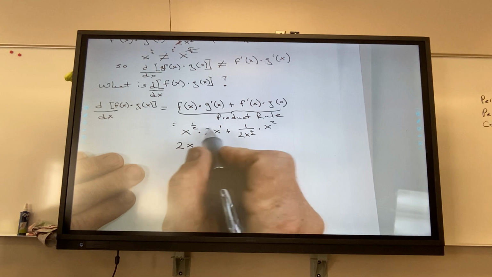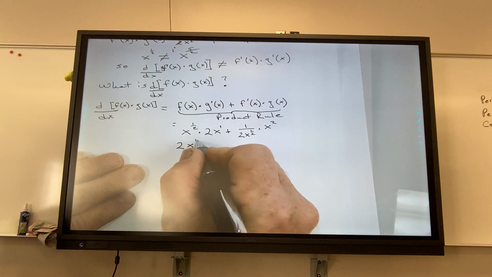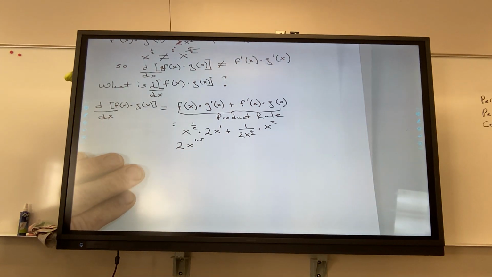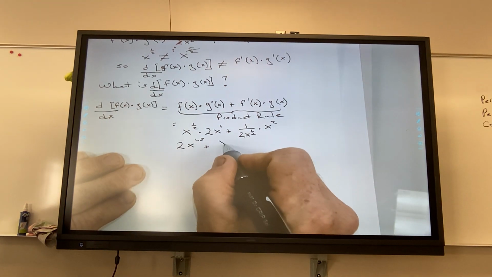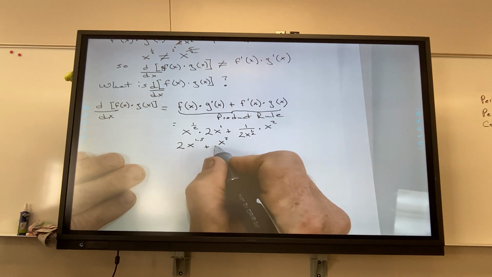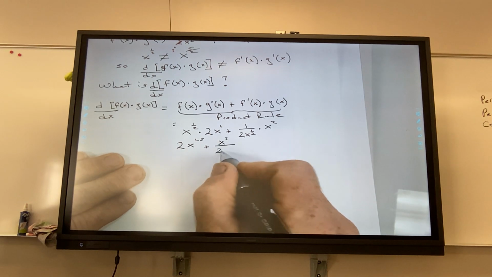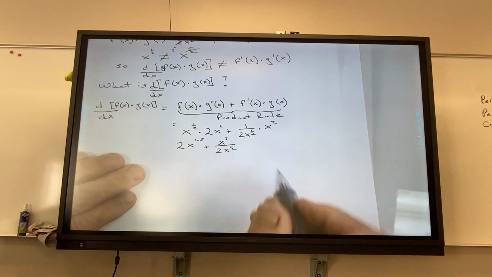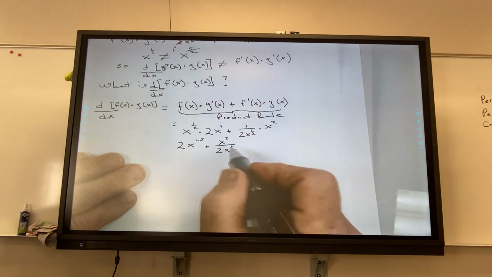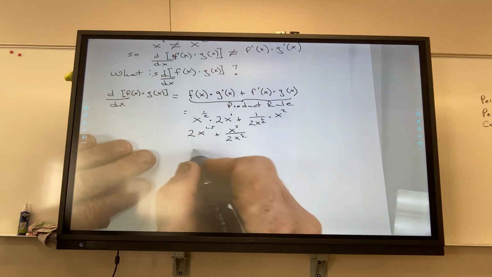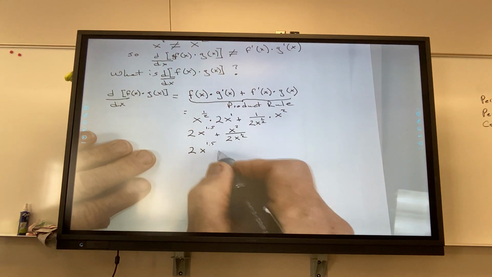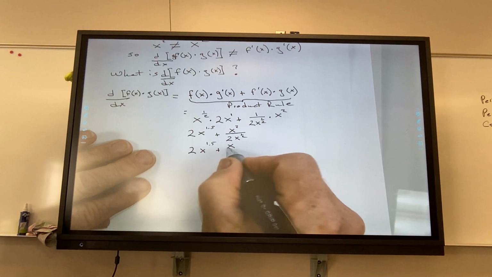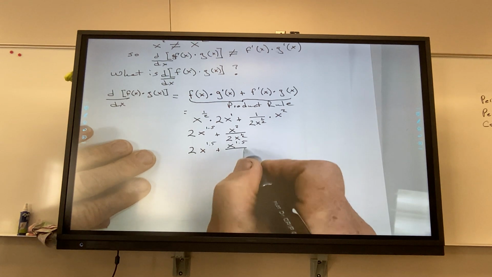Well, what is 1/2 plus 1? That's 1.5. Right? I can add the exponents. Plus, what I have here is x to the second over 2x to the 1/2. Well, now I'm dividing, so I can subtract the exponents. And this is x to the 1/2 power over 2.